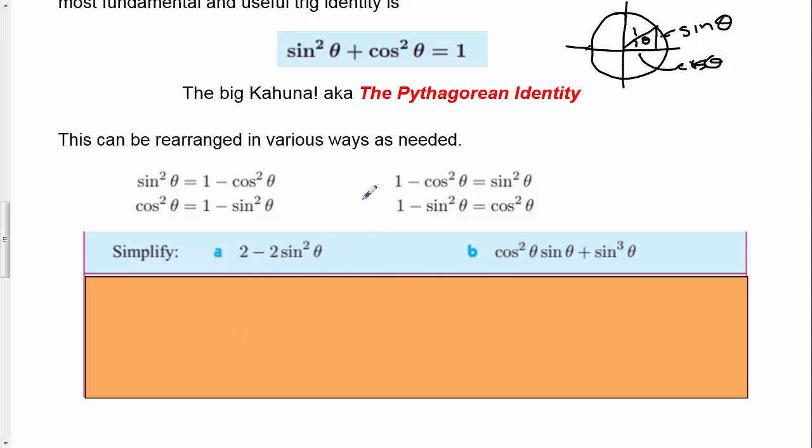2 minus 2 sine squared theta. If we take a look at that, we can hopefully notice that there's a 2 in both of these. And of course we're going to use our friend factoring, so we can factor out the 2 and say that's 2 times 1 minus sine squared theta. And lo and behold, 1 minus sine squared theta is cosine squared theta. So we really have 2 cosine squared theta as a simpler way of writing it.